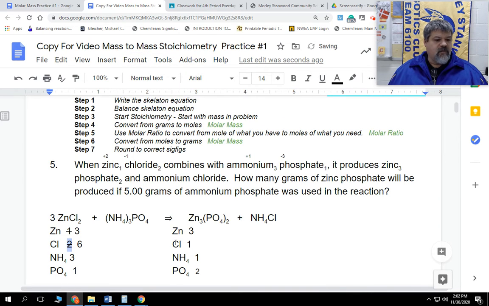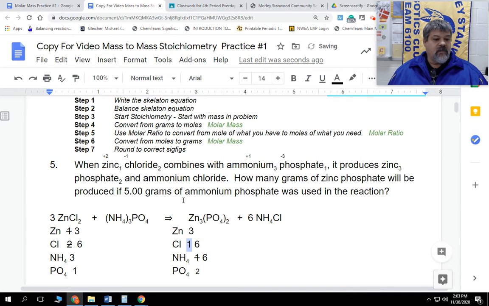Okay, so now I can come over here to the chlorine, and I can put a 6 right here in front. I can put a 6 in front of that. So now I have my 6 chlorine over here, but I changed my polyatomic ions. I have 6 polyatomic ions, so I'm going to go ahead and get rid of this, and put 6. So I'm going to get rid of that now.